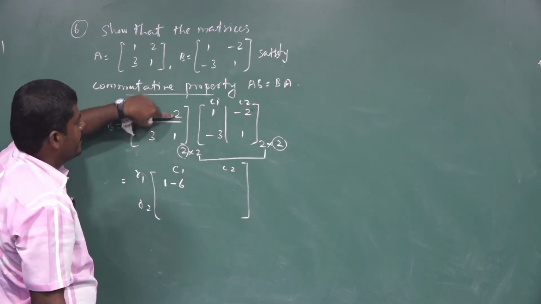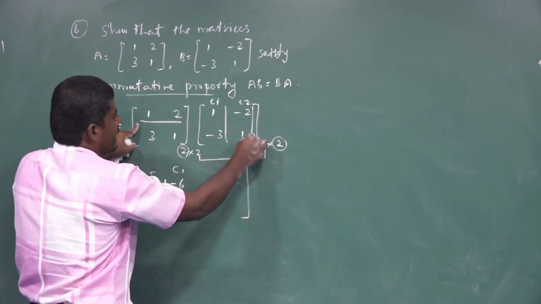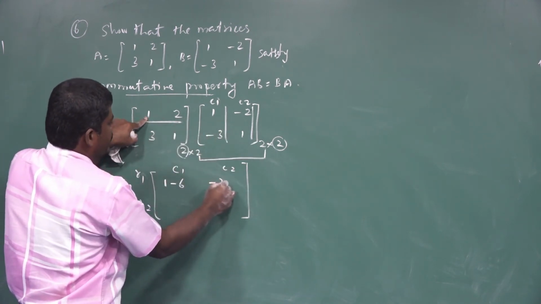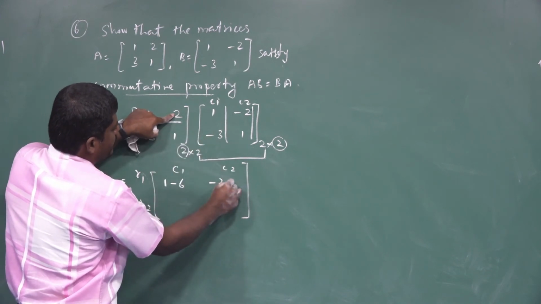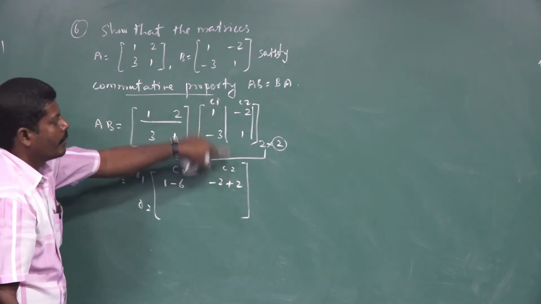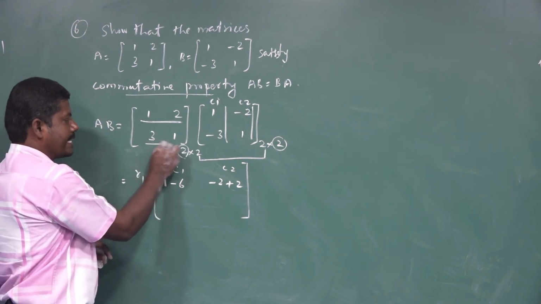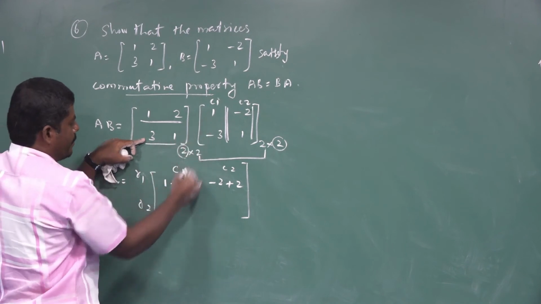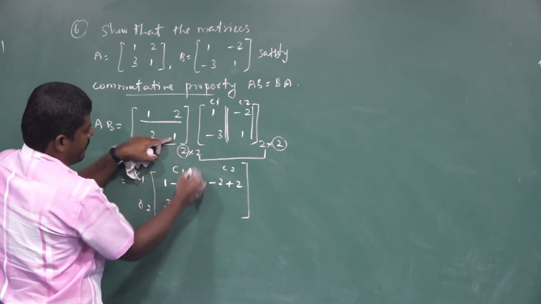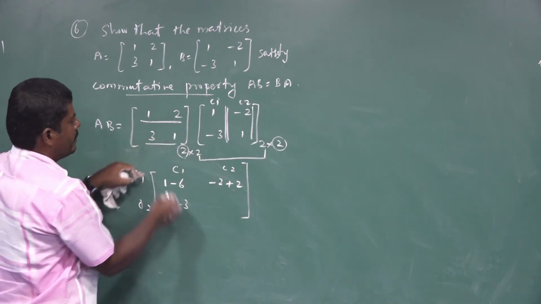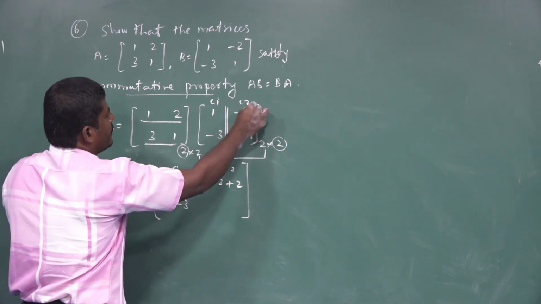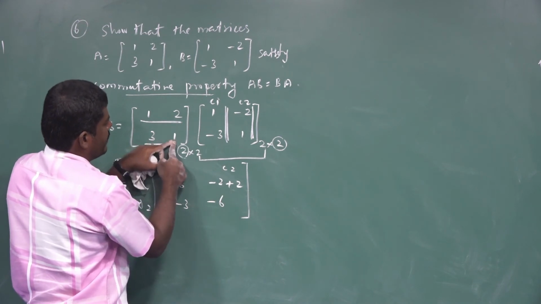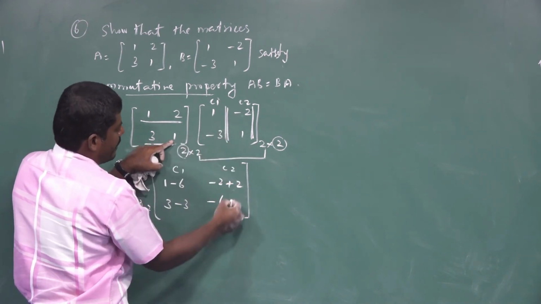Next same first row, second column, you multiple. What do you get? First element 1 multiple minus 2, minus 2. Second element 2 multiple 1, plus 2. So 2 columns are over. Next you want to take second row, first column. What do you get? 3 multiple 1, 3. 1 multiple minus 3, minus 3. Next you take same second row, second column. 3 multiple minus 2, minus 6. Second element 1 multiple 1, plus 1.